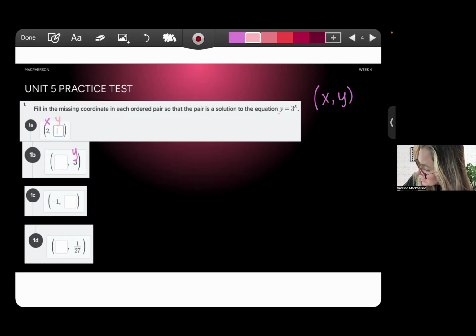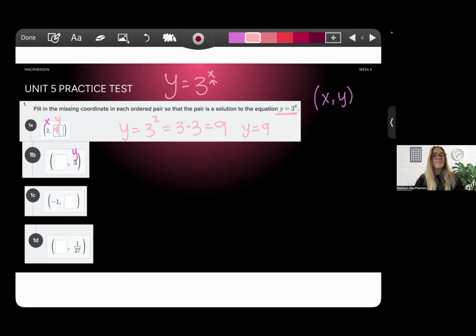So our original equation is y equals 3 to the power of x. We are given the value of x, so we're going to plug it in for x there. So we're going to have y equals 3 to the power of 2. 3 to the power of 2 is just 3 times 3, which is 9. So that means y equals 9. So that ordered pair is going to be 2, 9.